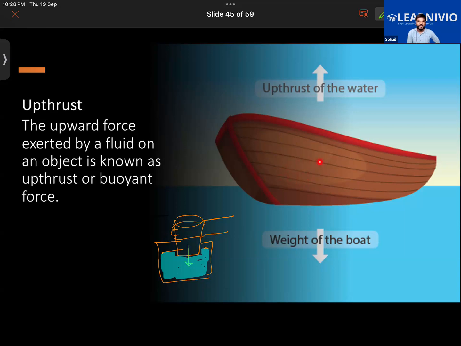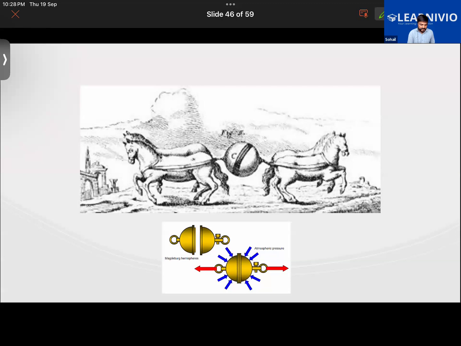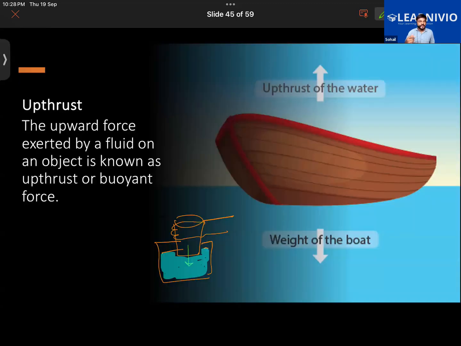Due to the weight of the boat, it is applying a force in the downward direction, while the water is applying a force in the upward direction. If the force applied by the weight of the boat and the buoyant force are equal in magnitude, then the boat will be floating. Getting it, guys? Yeah.